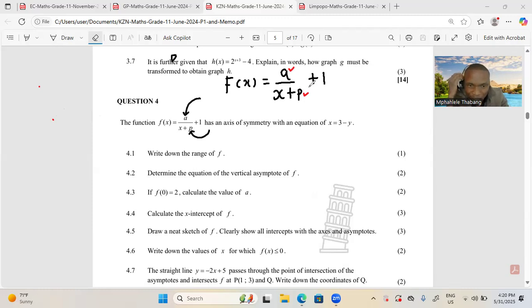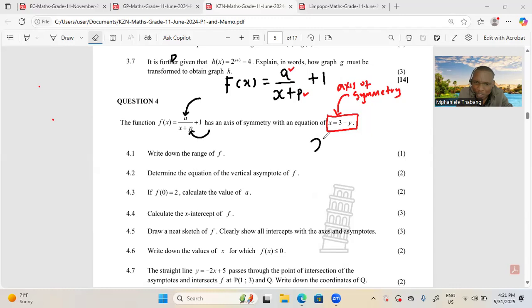And this hyperbola function has got an axis of symmetry with the equation x equals 3 minus y. So they are saying this is the axis of symmetry. My advice is this equation, x equals 3 minus y, is actually the equation of a straight line. So you must put the straight line in the standard form. You must make y the subject of the formula.